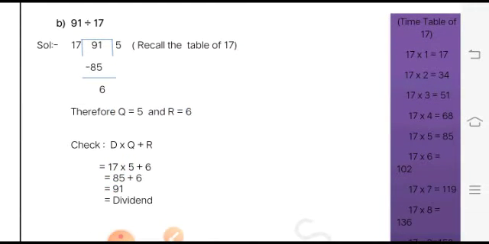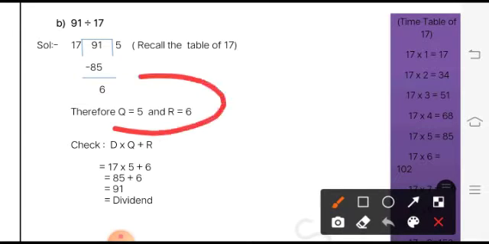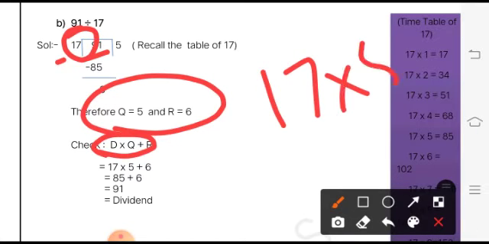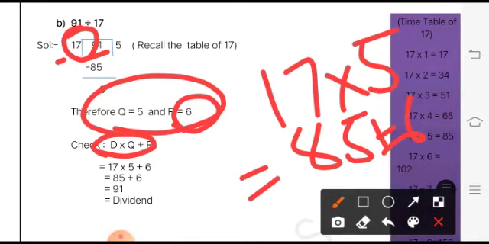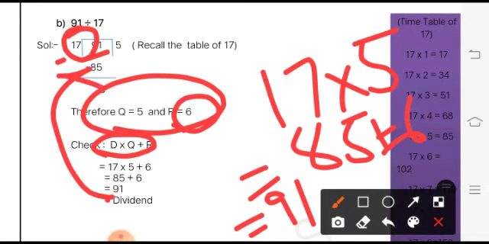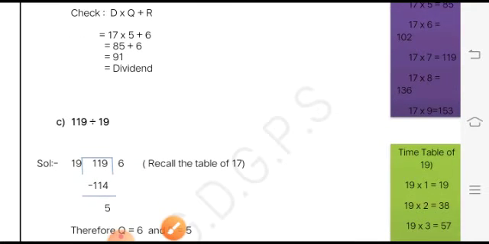Here you can see for B part, Q is 5 and R is 6, after dividing 91 by 17. So how do we verify it? We multiply divisor and quotient. Divisor is 17 and quotient is 5. When we multiply them, we get 85 as the product, and then we add this 6 to it, and adding them we get 91, which is the dividend. This way we can check the division and we can see whether it's done correctly or not. We should necessarily get the dividend back after adding the remainder.